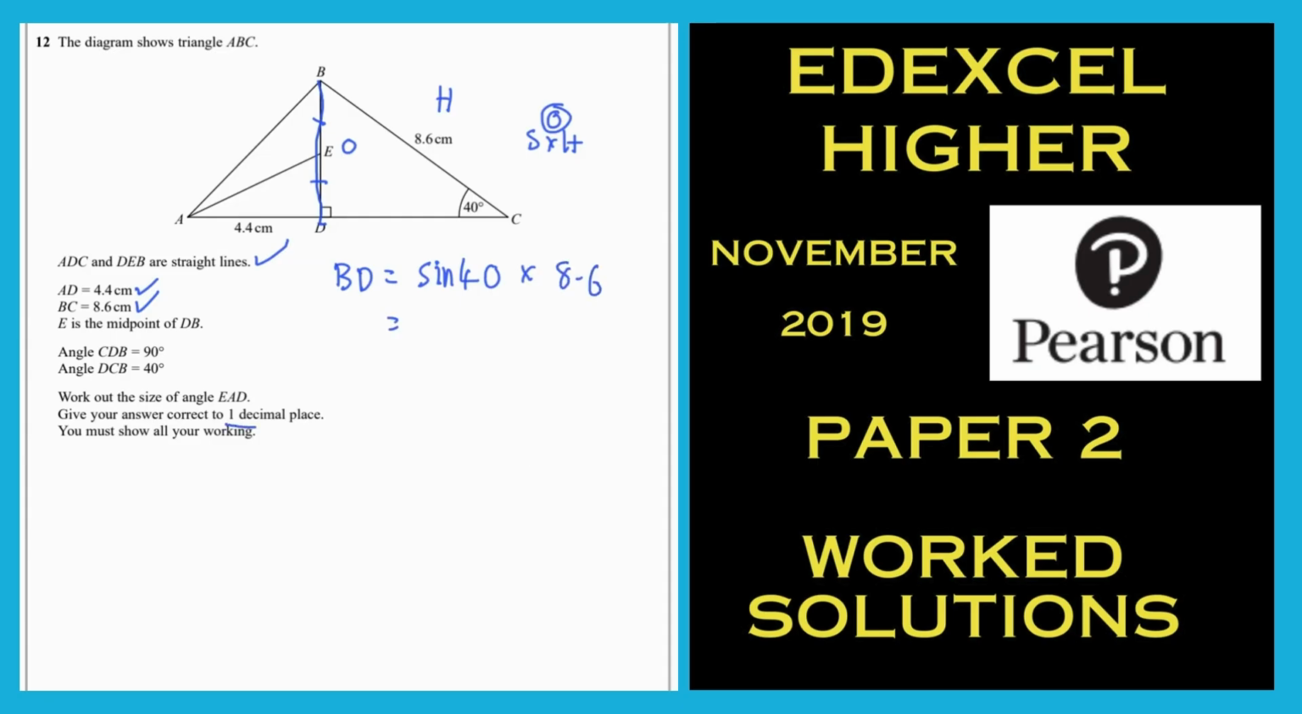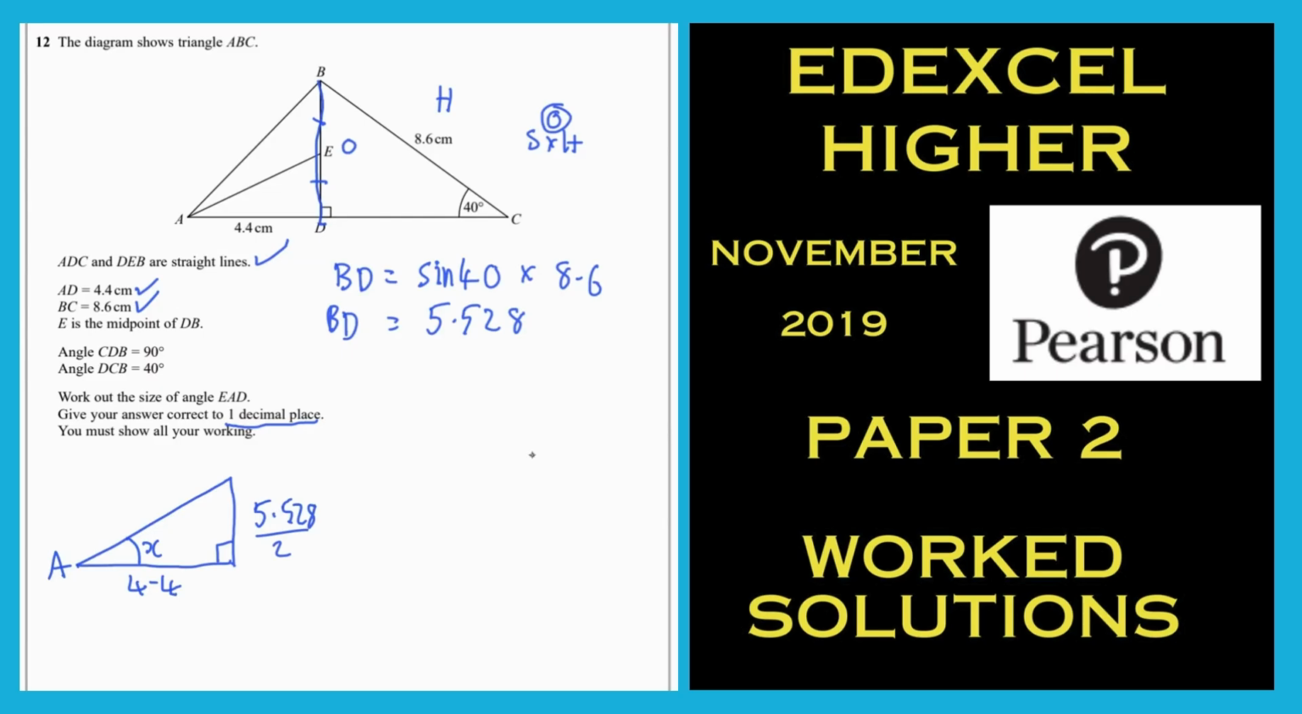And if the final answer is wanted to 1 decimal place, you must work in at least 2. I always go for 3 or 4-ish. Now you can take that forward. That's what BD is. You need to halve it so that you've got DE. All right. If you need to redraw at this stage, it's sometimes worth it. 4.4. It says work out the size of angle EAD. You can now stick an X in there.